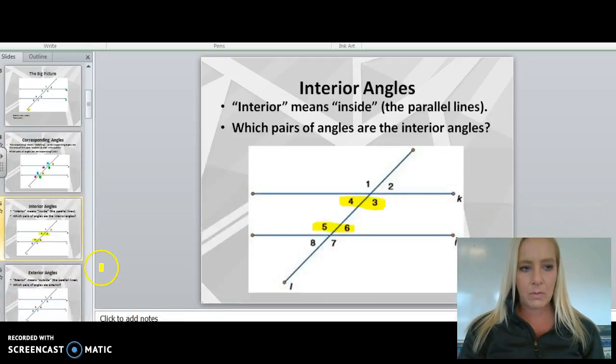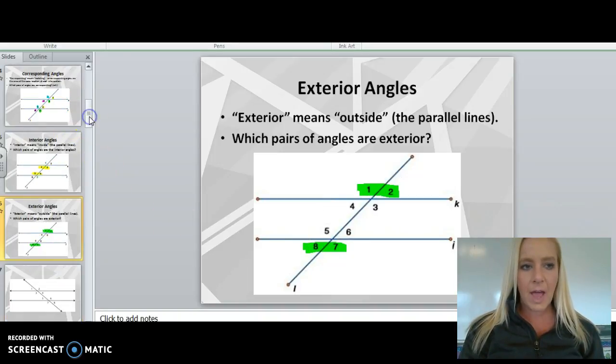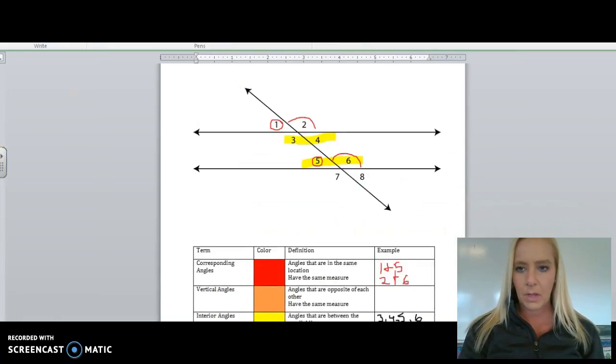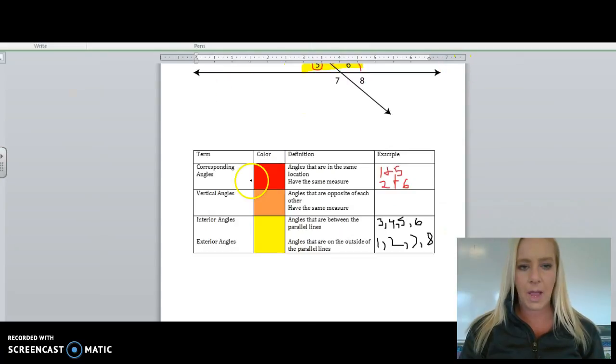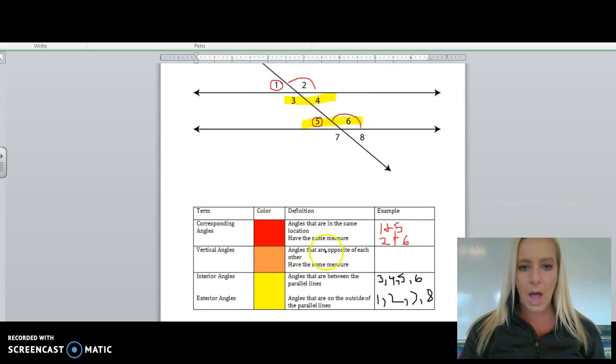Going back to the video, what am I talking about? The PowerPoint. So here, again, visually, our exterior angles are the angles outside of the parallel lines. Now, the last thing that I want to talk about before we get to some of the angle measures are vertical angles. Vertical angles are angles that are opposite of each other, and they also have the same measure.